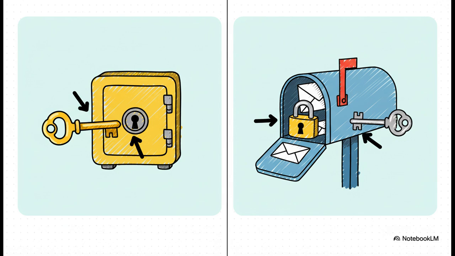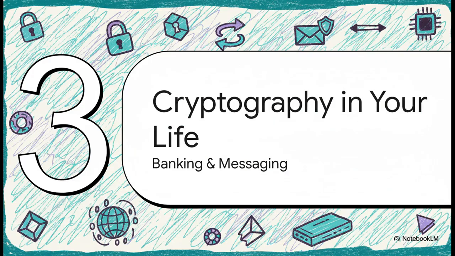Now, asymmetric is different. This is the really clever one. Imagine you have a mailbox with a slot. Anyone can drop a letter in through that public slot, but only you have the private key to open the box and read the mail. This is the magic that lets you send secure information to a website or a person you've never even met before.